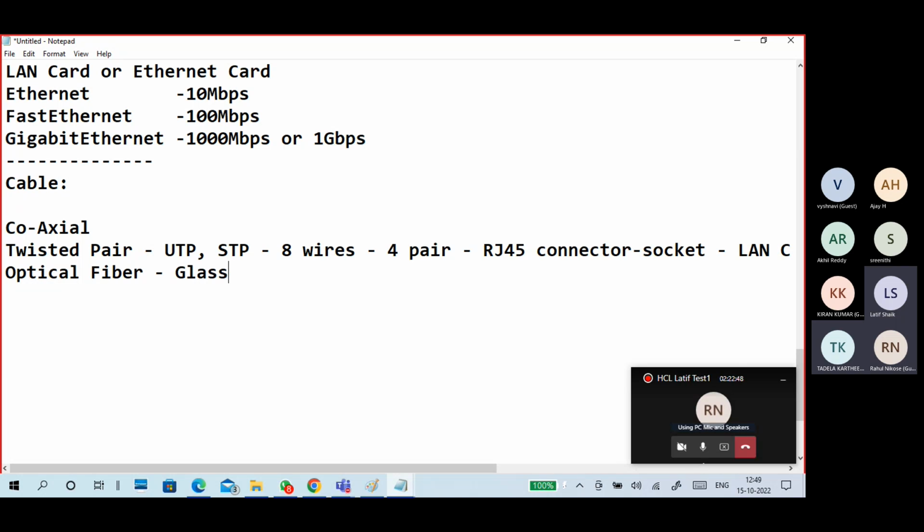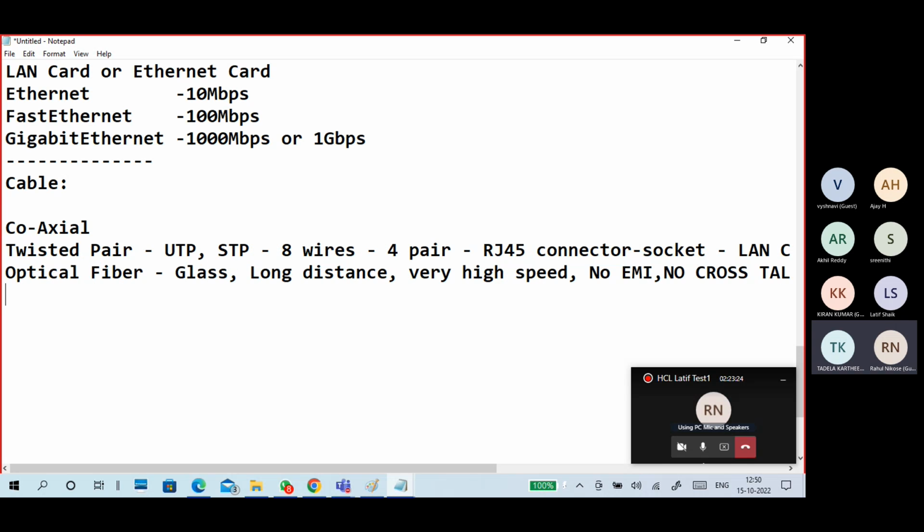They're made up of glass, for long distance. We are getting internet through optical fiber cables only. So very long distance communication is possible, with very high speed data transmission. No electromagnetic interference, no crosstalk. No attenuation, attenuation is also very less.